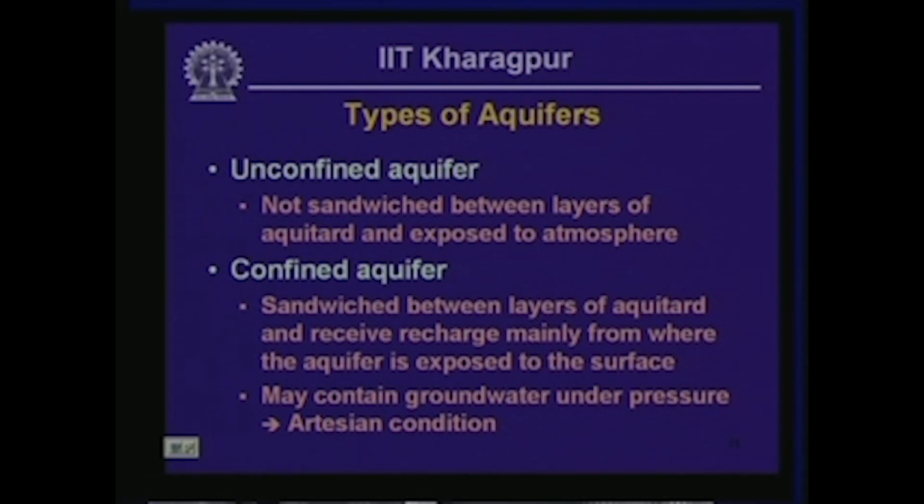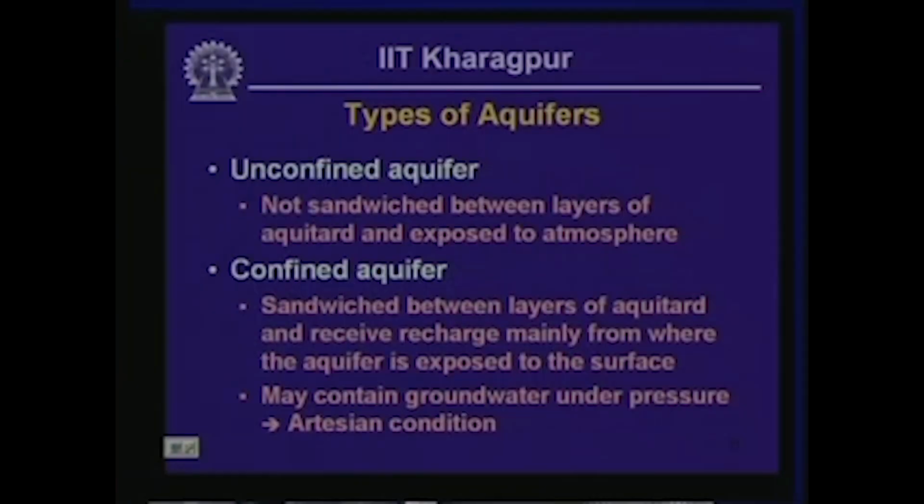Okay. Now we consider the types of aquifers. As we have learned from the previous portion of this particular lesson, by aquifer what we mean is essentially a saturated mass of subsurface formations, soil or rock, which conducts groundwater flow relatively easily. So aquifers are essentially of two types. One of them is called unconfined aquifer.